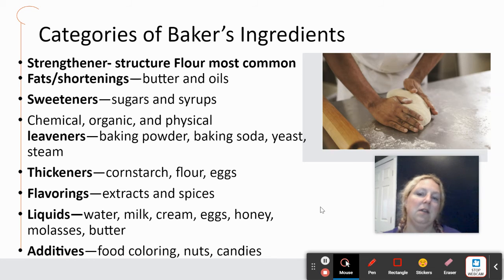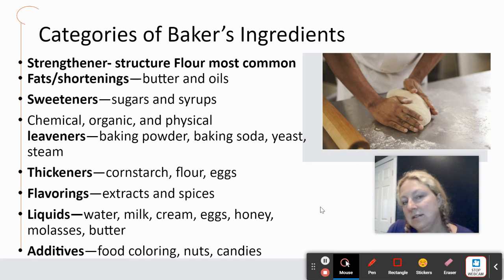Liquids in baking are going to do lots of things. Sometimes a liquid actually makes things happen. Like it makes gluten develop, which we'll talk about. It activates chemical leaveners. And so liquid is a really important component. It holds things together, it melts things. Water and milk, cream, eggs, honey, molasses, butter, these oils, these things all add liquids to a recipe.